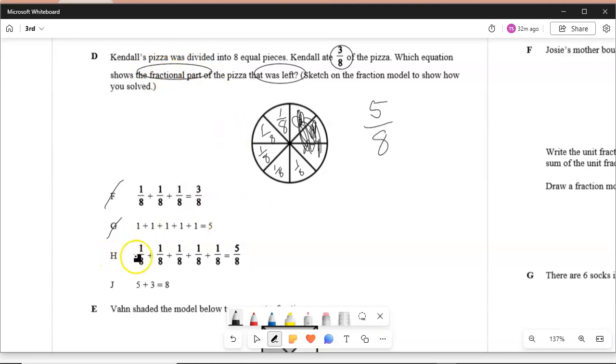Okay, right here I got H, which says 5/8. That looks like it's correct. And right here I got 5 plus 3 equals 8, which will represent the pieces of the pizza. Okay, but that's not what we're looking for. H is the correct answer. Okay, let's go ahead and look at question E.